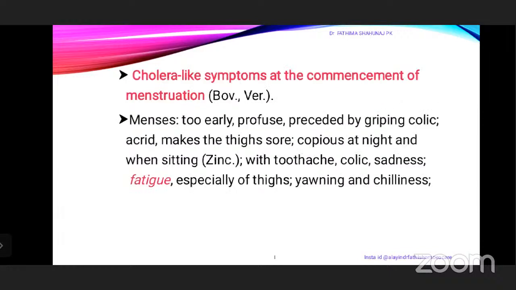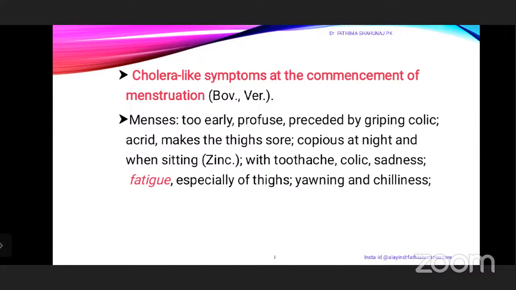Then cholera-like symptoms in the commencement of menstruation. It's mainly seen in Veratrum and Bovista, compared with each other. In Veratrum, there will be dysmenorrhea and vomiting, purging, and exhausting diarrhea with severe cold sweat on the forehead. That is important: the profuse cold sweat on the forehead is an important symptom concerned with Veratrum album.